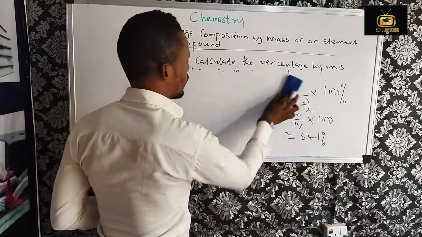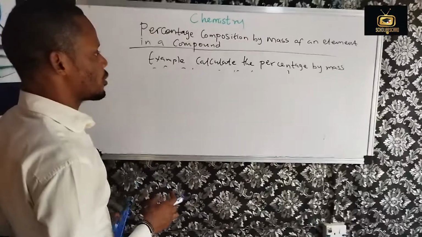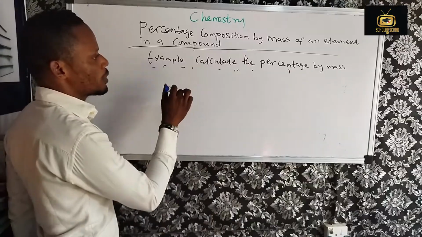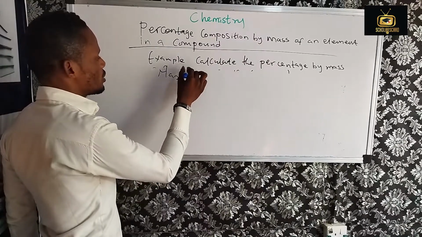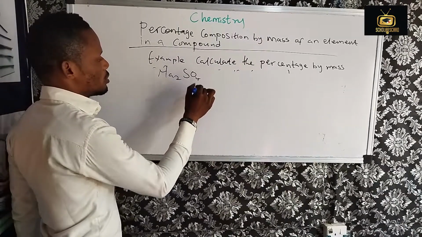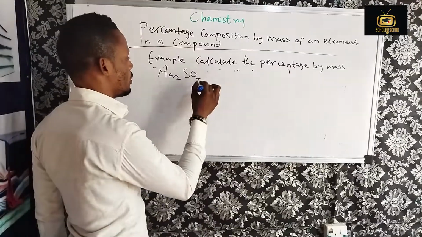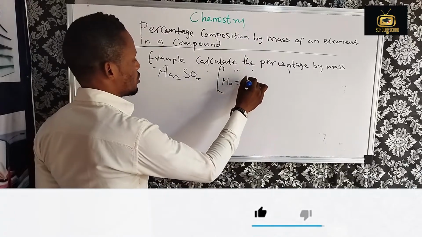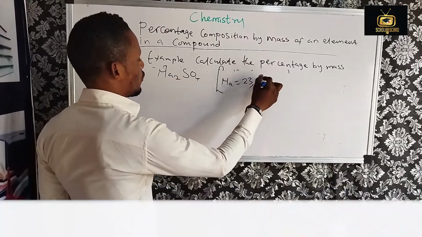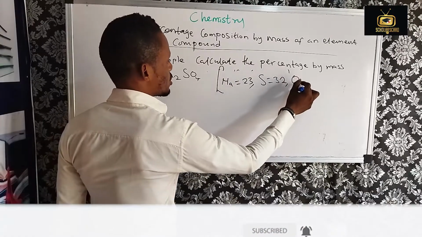Let us calculate for another compound. The percentage composition of an element in another compound. For example, calculate the percentage by mass of sodium in sodium tetraoxosulfate 6. This is the formula for sodium tetraoxosulfate 6. Now we have here the atomic mass of sodium is 23, sulfur is 32, oxygen is 16.